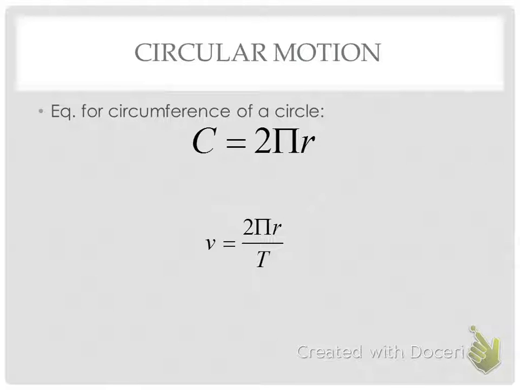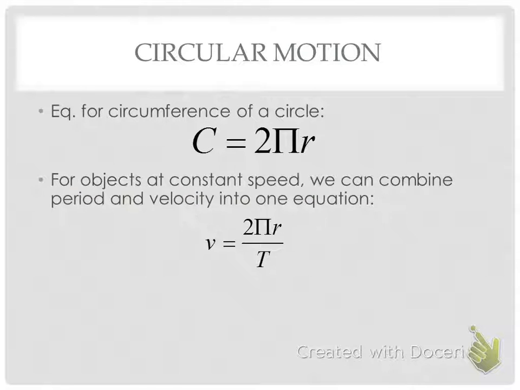This equation should be familiar to you. This top one, what is it? Circumference of a circle. Why do you think we might need to know the circumference of a circle? That's right. If we're talking about circular motion, we want to see the distance that object has traveled. We're going to need to know the circumference of the circle.